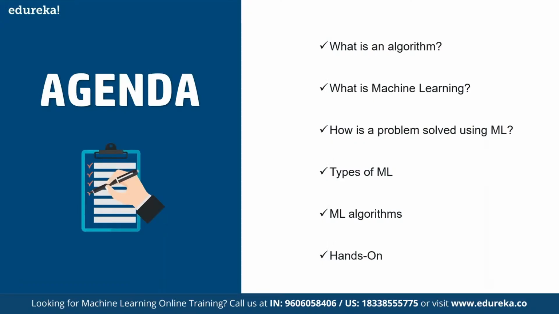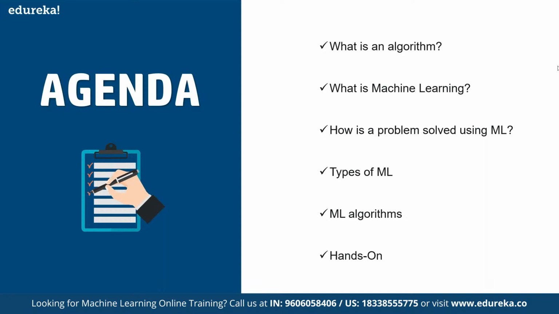Let's get started. The main agenda for today's session: we are going to discuss what exactly an algorithm is, what we mean by machine learning, how a problem is solved using ML, the types of machine learning available, and then we are going to discuss multiple machine learning algorithms. Then we are going to have a small hands-on if time allows, and we are going to make use of ML Studio for a quick hands-on on the subject.